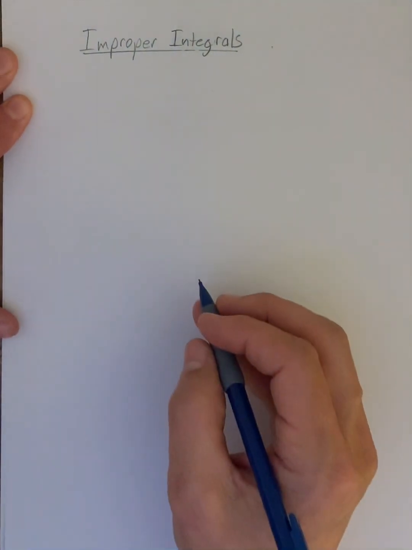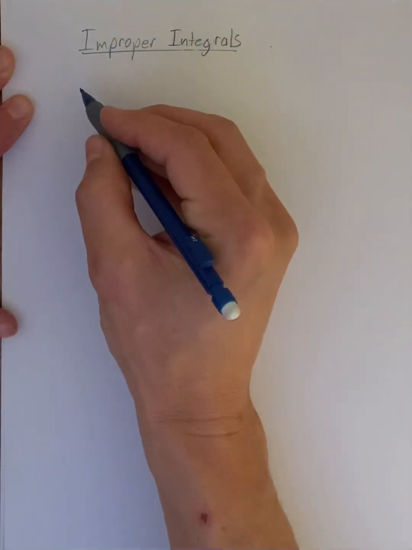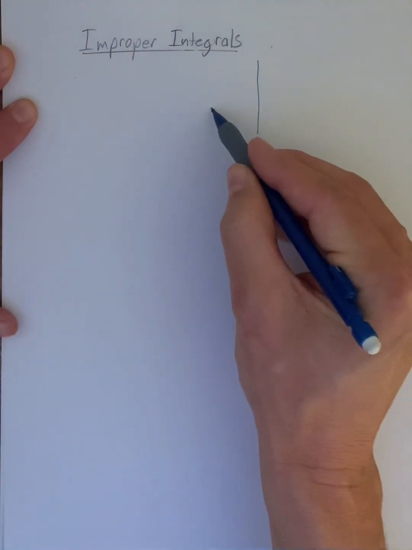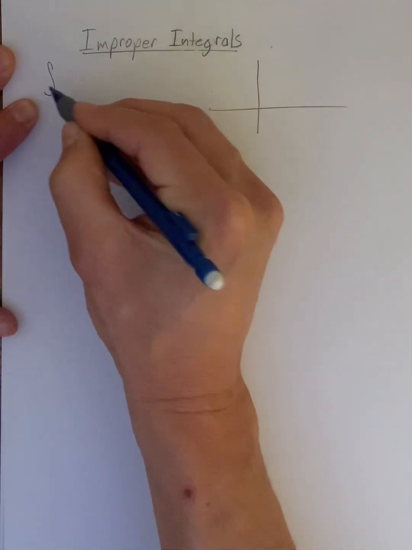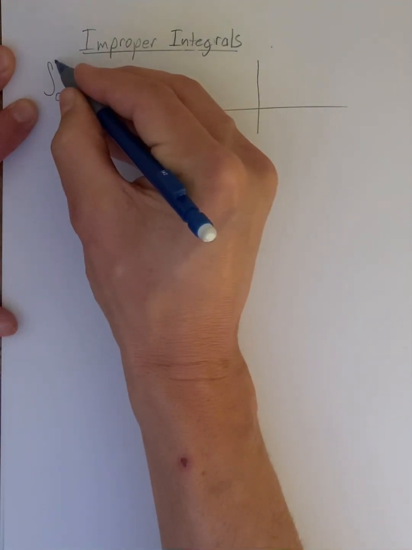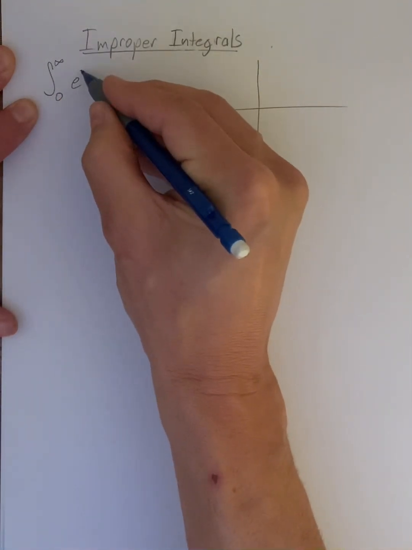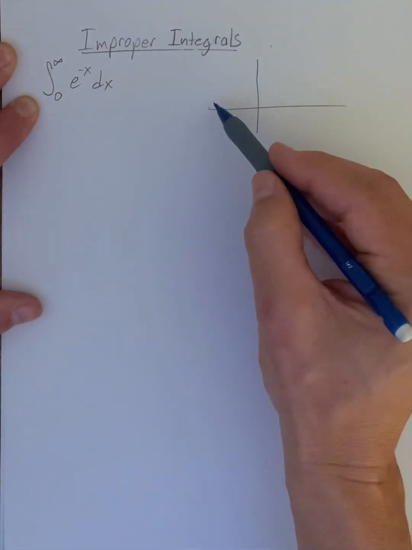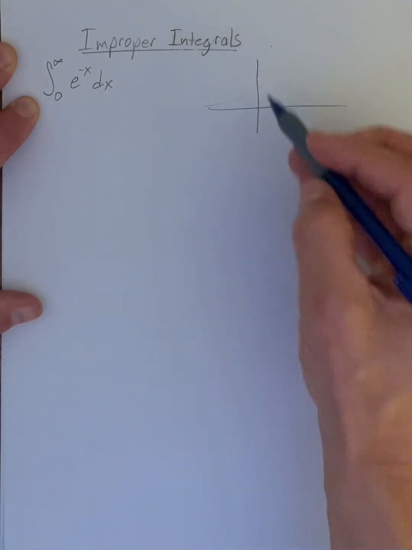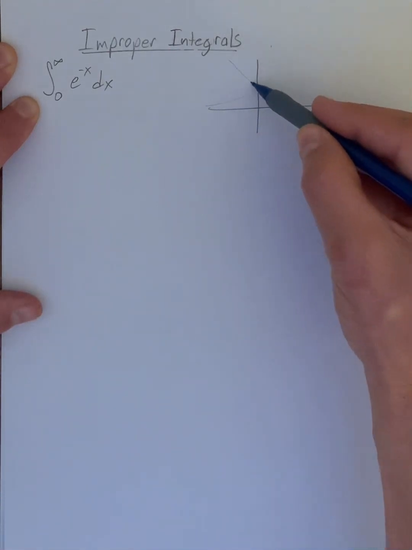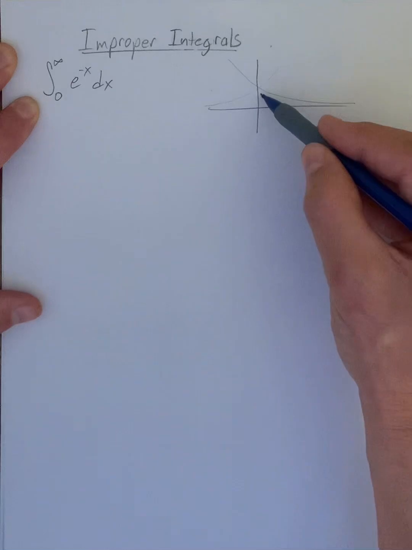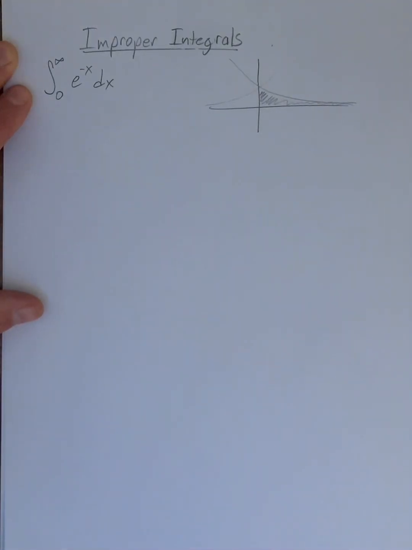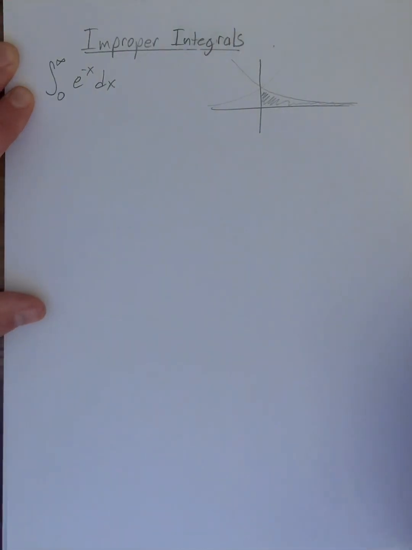Here's a quick intro to improper integrals. So think about this. We can ask the question, hey, what is the signed area of the curve from 0 to infinity of e to the negative x dx? Think about that. The curve e to the x looks like that. The curve e to the negative x looks like that. And the signed area under the curve is that, but it just goes on forever. So how do you ask that?